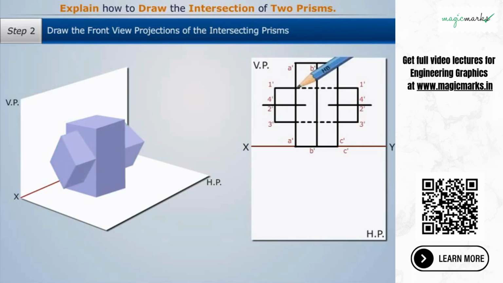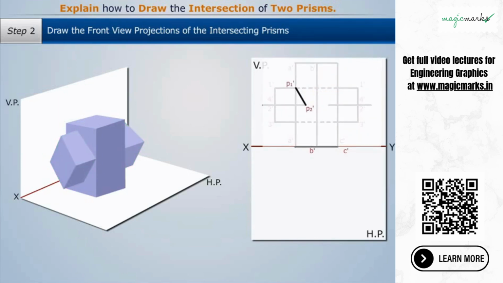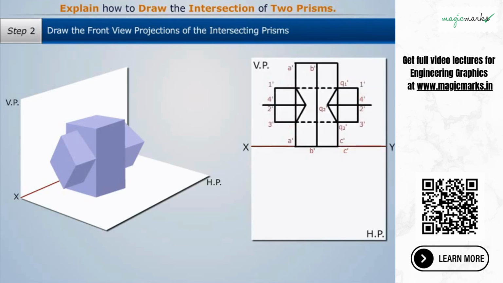Then draw the lines P1', P2', and P2', P3'. Similarly, draw the lines Q1', Q2', and Q2', Q3' to represent the hidden portion of the prism.